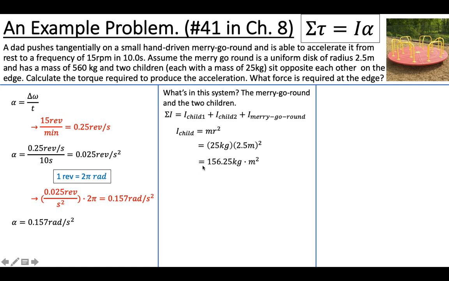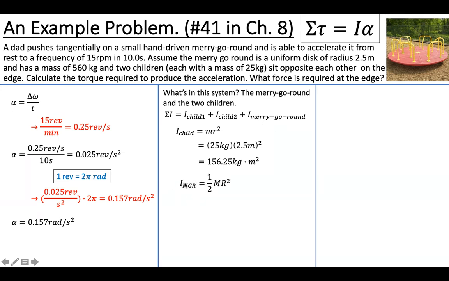Put those together, you get 156.25 kilogram meters squared. All I do is put the units together at the end, and then we've got 156.25. Okay, and this is for both child 1 and child 2. So we've got I, the moment of inertia, for the children. Now we need the moment of inertia for the merry-go-round.